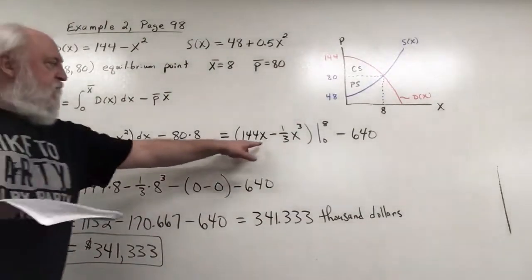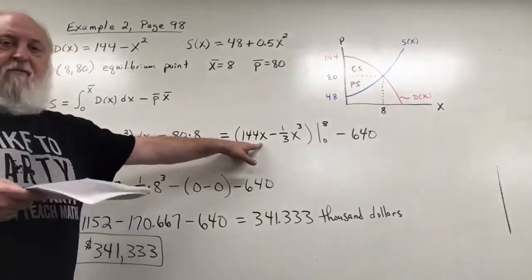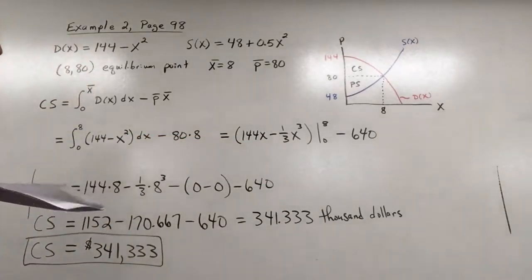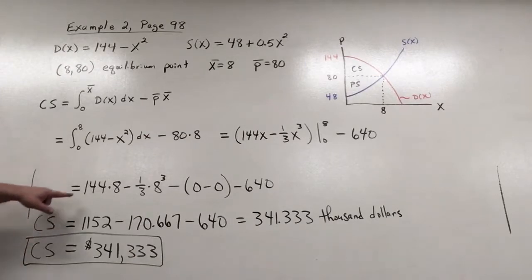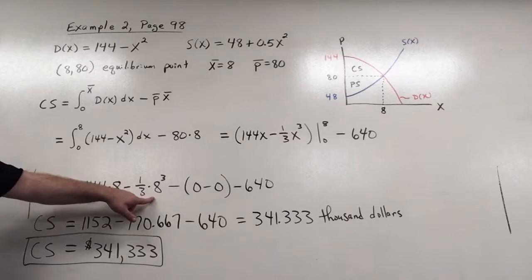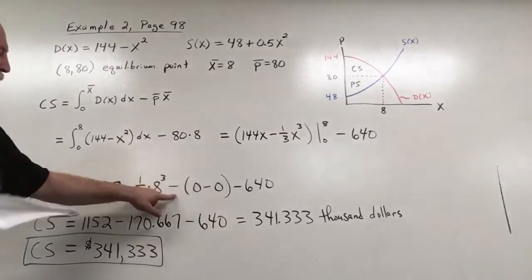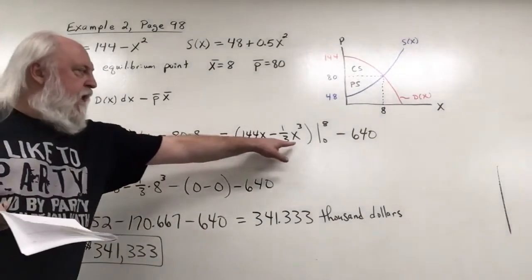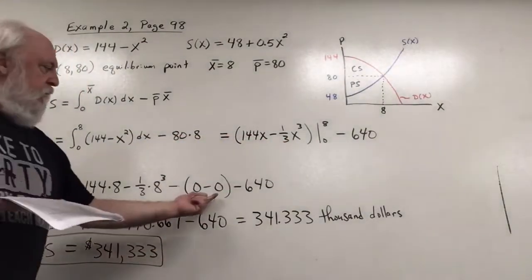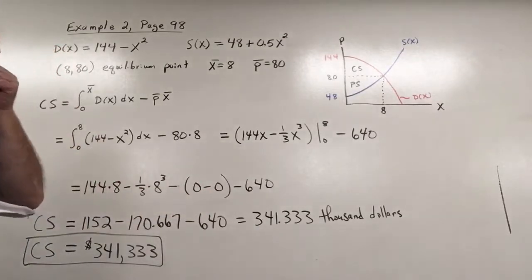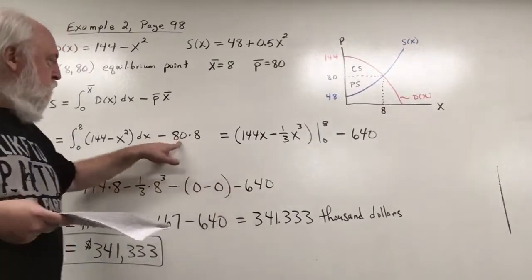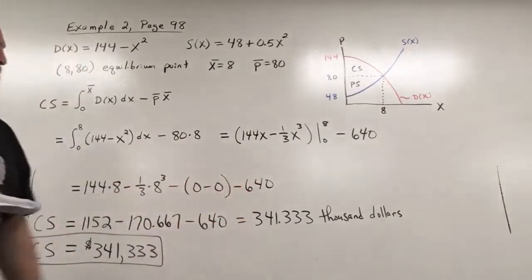Now we put the upper limit of integration into the antiderivative, and then subtract and put in the lower limit of integration. So when we put in the upper limit 8, we have 144 times 8 minus 1/3 times 8 cubed, and then we subtract and put in the lower limit 0. When we put in 0 for x, both those terms equal 0, so we just end up with 0 minus 0 in parentheses, and then minus this product, 80 times 8, which is 640.